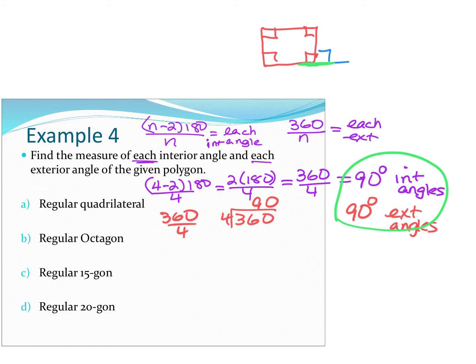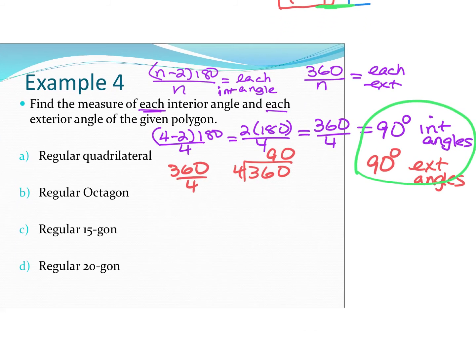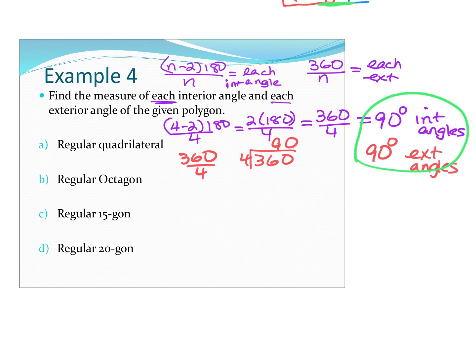Let's try the regular octagon. Same formula, but this time an octagon, my n value is going to be 8. I'm going to do 8 minus 2 times 180, and then divide that by 8. 8 minus 2 is 6.